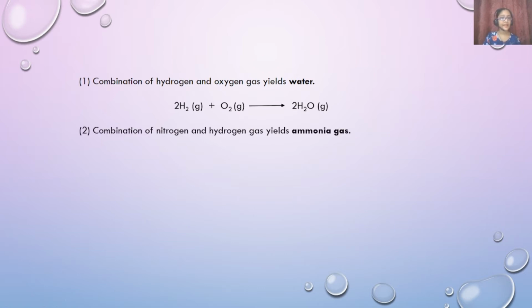Here is the second example. It is combination of nitrogen and hydrogen gas yields ammonia gas. So here is the chemical equation of ammonia gas. Here nitrogen and hydrogen have combined to form ammonia gas.